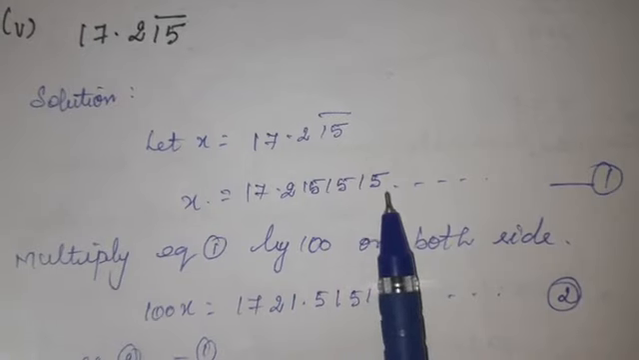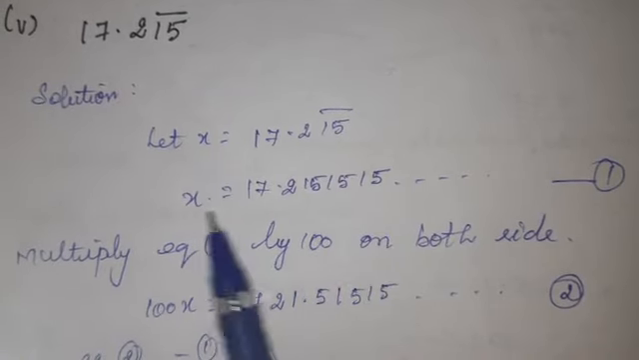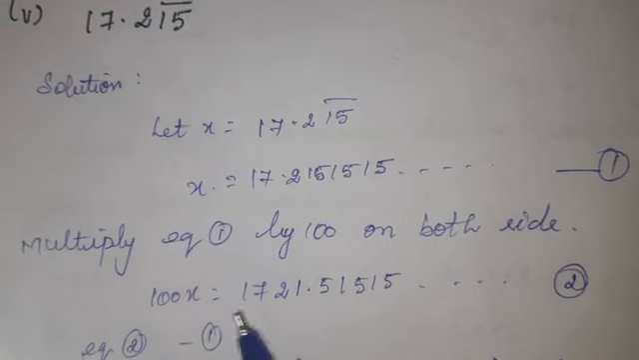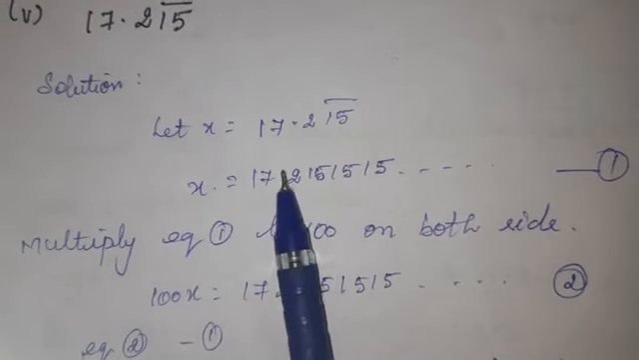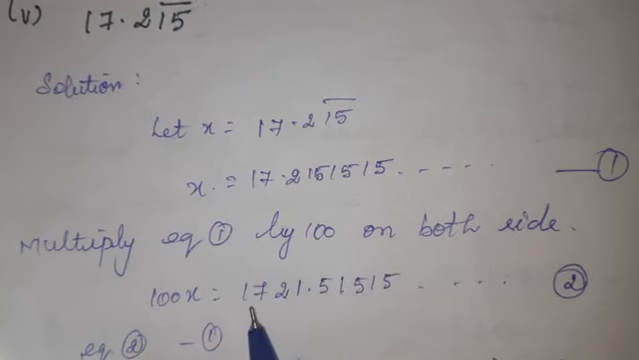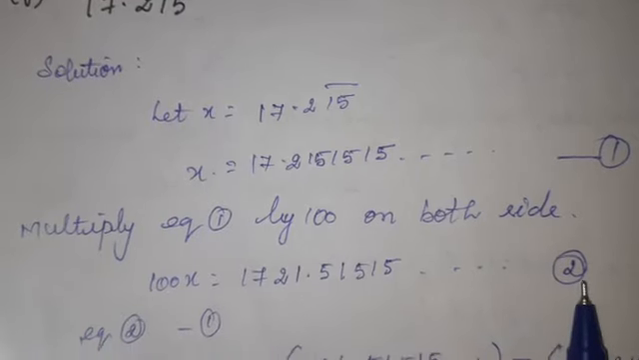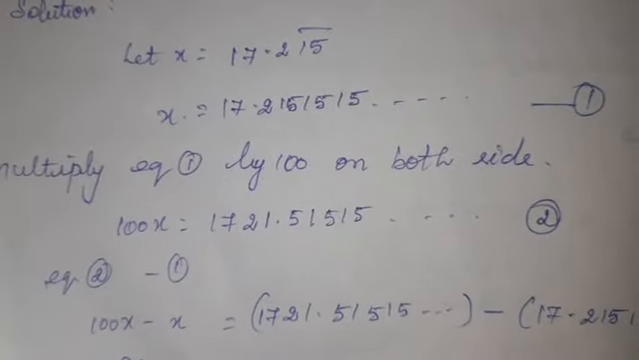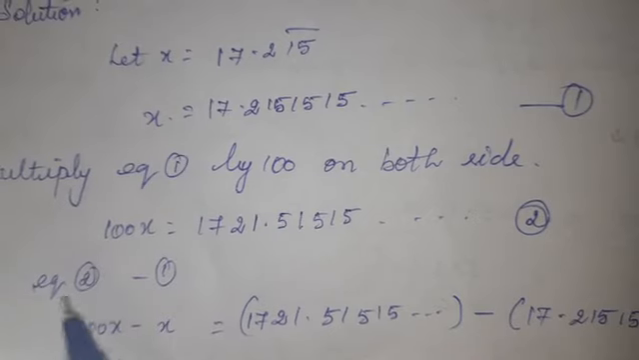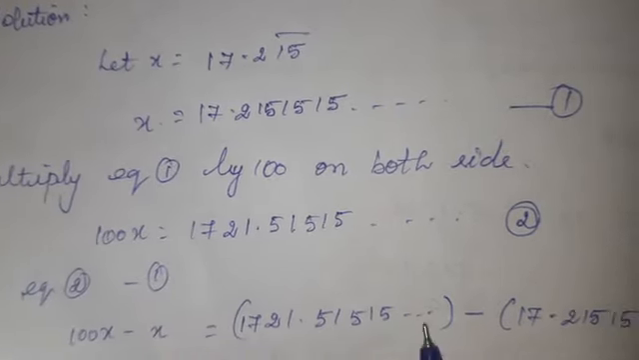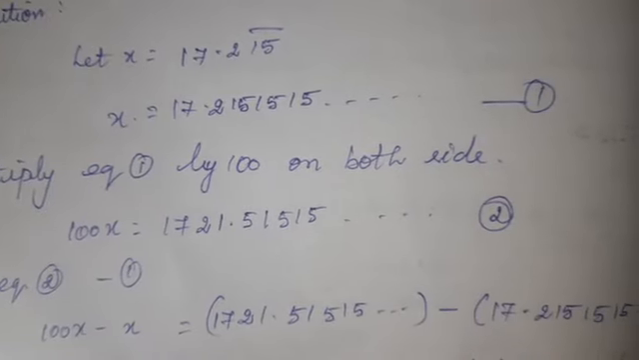Here the repeating number is 2. So I multiply by 100 on both sides in equation 1. If I multiply here, you will get 100x is equal to, here the decimal will move 2 digits after, because we are multiplying by 100. So you will get 1721.51515 etc. This is equation 2. Next, what should you do? Subtract equation 2 and 1. So equation 2 minus 1. 100x minus x is equal to this one, minus that equation 1 I have written here.